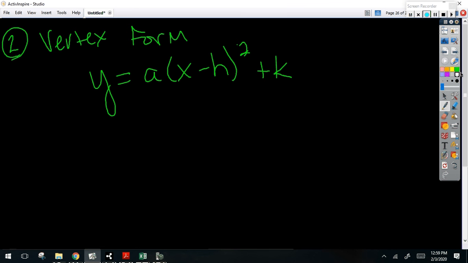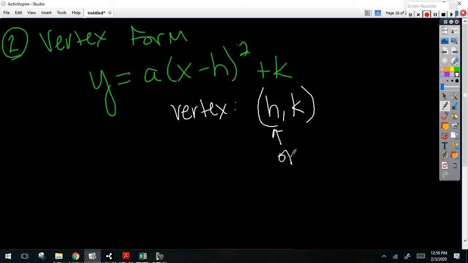What do you think the vertex is? What variables do you see in there that aren't usually in there? H and K. That's your vertex. So all that work we did to find the vertex in standard form, you can skip all that and just take the vertex out here in vertex form. Be very careful though, because H is opposite sign and K is the same sign.